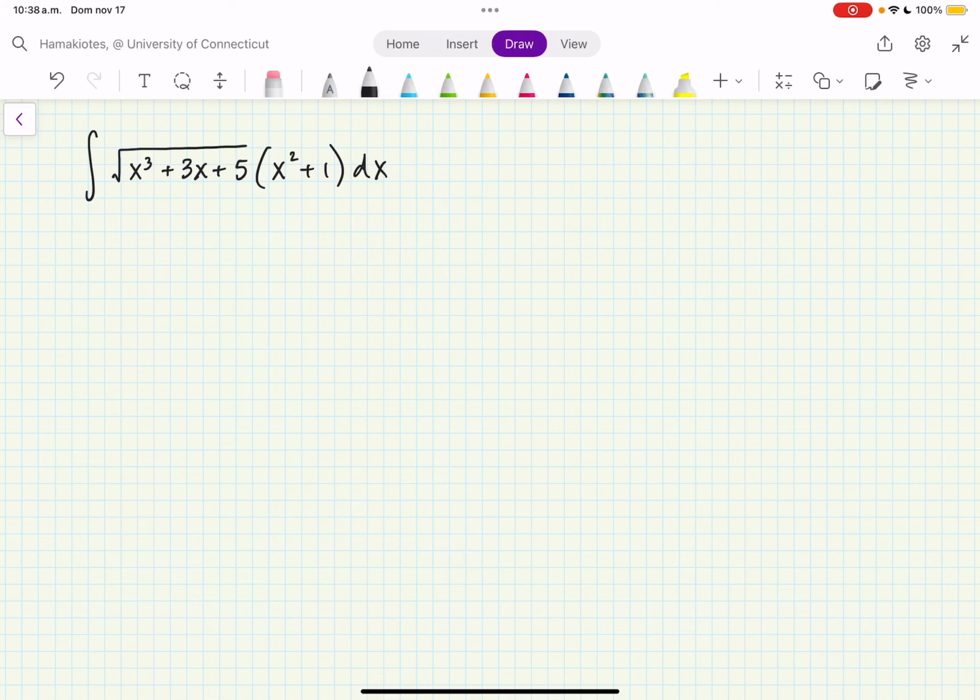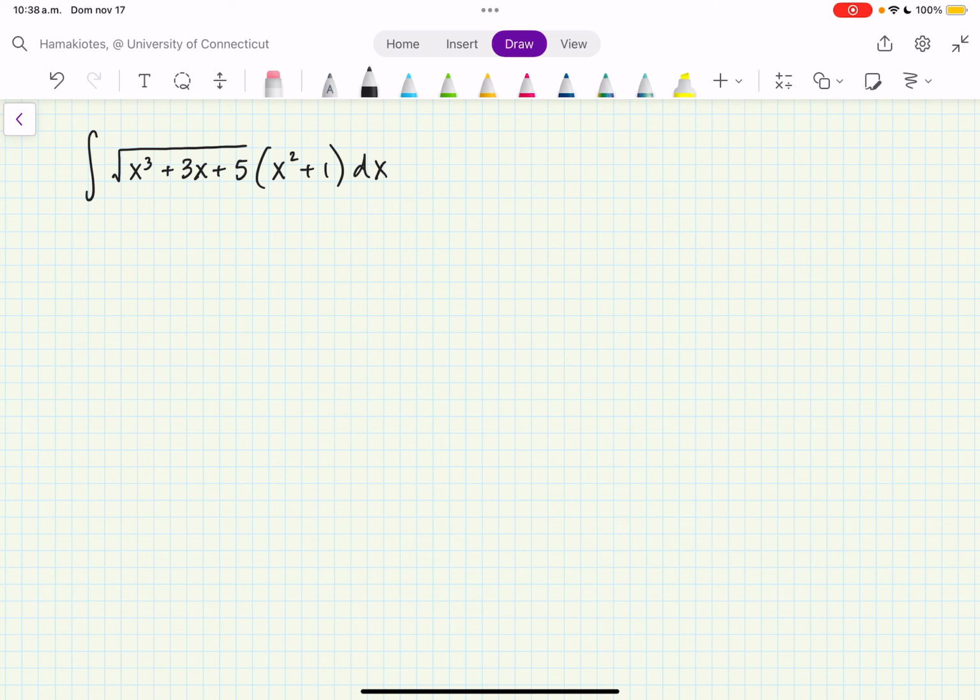In this video, we are going to evaluate the integral of the square root of x cubed plus 3x plus 5 times x squared plus 1 dx. Now, this looks pretty scary at first, but I promise it won't be that bad.